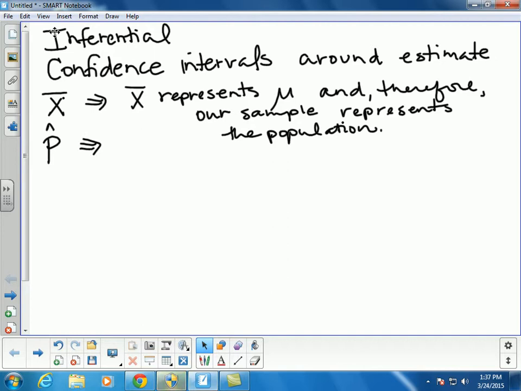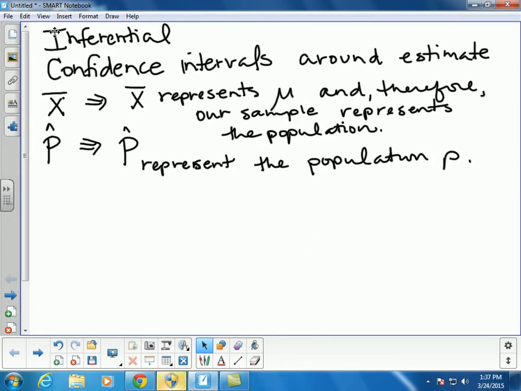The proportion is the same thing. It's going to be talking about p, and we want p hat to represent the population proportion, and therefore we can make conclusions about the population based on our sample.